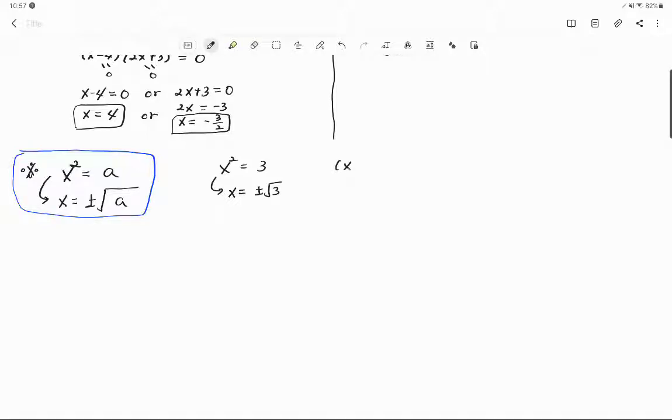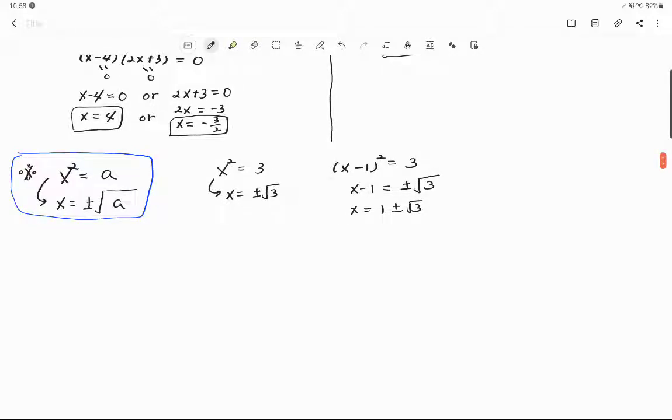Okay, what if we have something like this? x minus 1 squared is equal to 3. Then, once we remove this power 2, what we have is only the base on the left-hand side. Then the right-hand side becomes plus or minus square root of 3. Then move minus 1 to the other side, then 1 plus or minus square root of 3. So this means there are two solutions. One is x equals 1 plus square root of 3, or x equals 1 minus square root of 3.